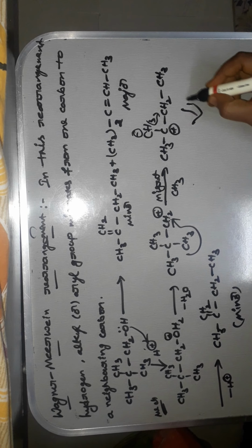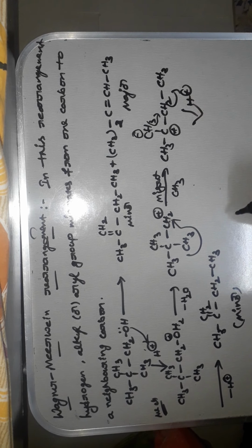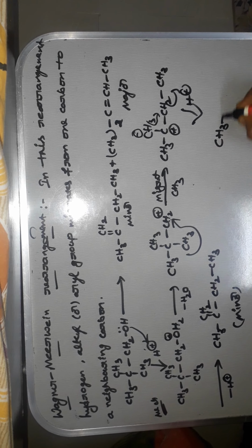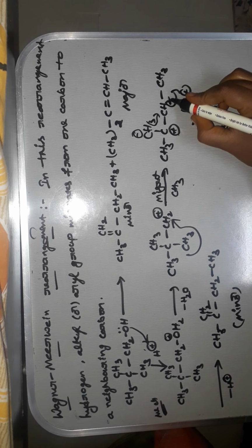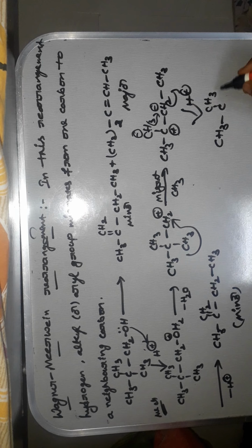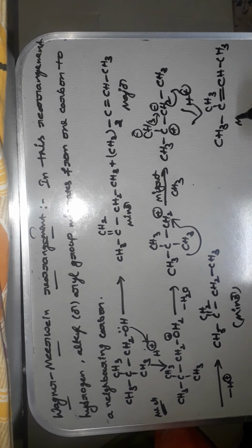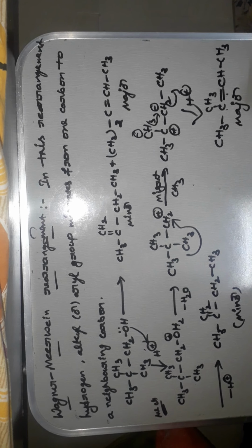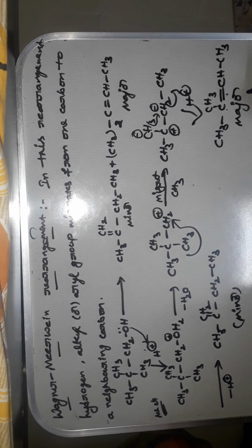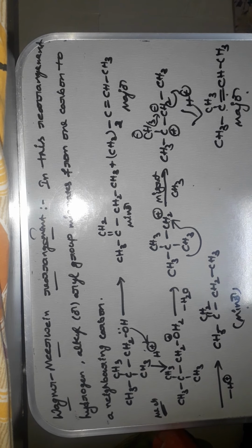Whereas H plus is eliminated from this carbon atom and it forms CH3 CH3. Here having C plus and here H plus is eliminated, it gets CH minus to form C double bond CH3, which is the major product because the double bonded carbon has higher substituents, so it is the major product. And this one is having the double bond carbon with less substituents, so it is the minor product. This is the Wagner-Meerwein rearrangement.